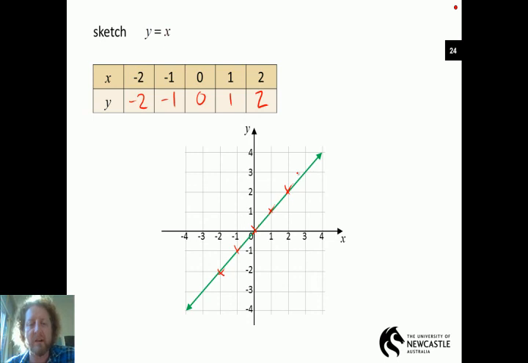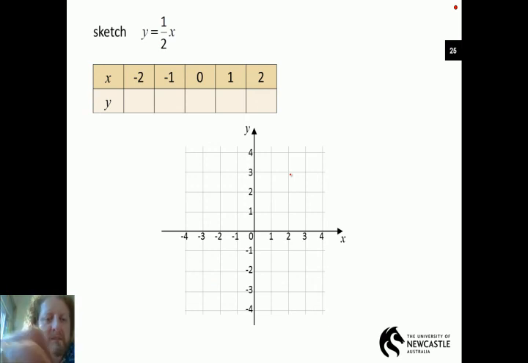What's its gradient? Well, I can put a 1 in front of an x, I can put it over 1 as well if I want. I can think my gradient's 1, or if it helps, I can think my gradient's 1 over 1. It's positive, so it means for every 1 you go across, go up 1. 1 across, go up 1. Yep, that's a gradient of 1.